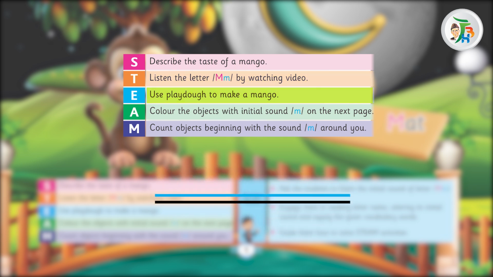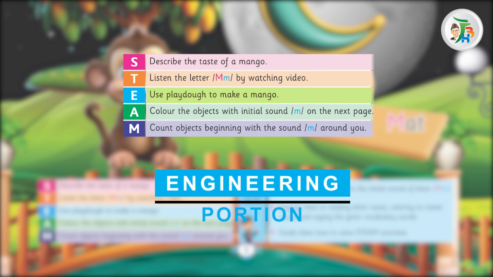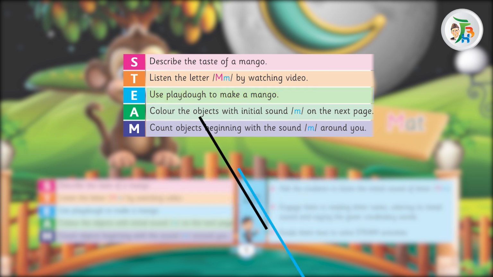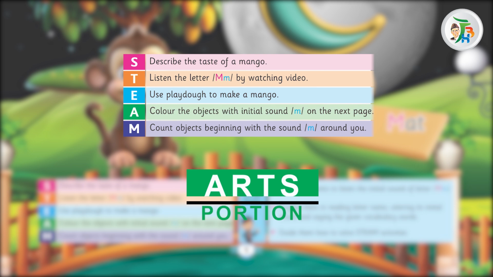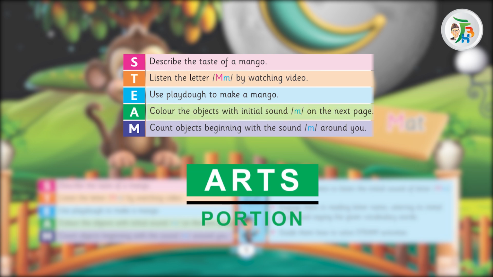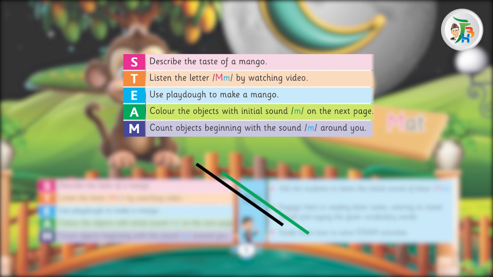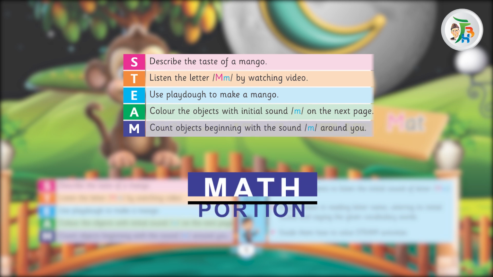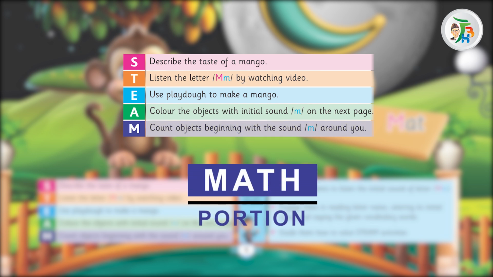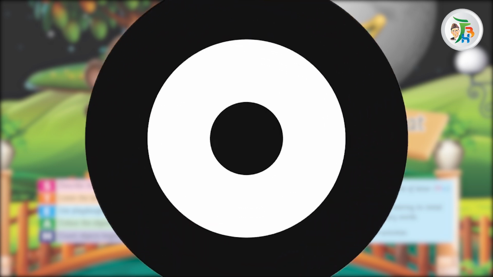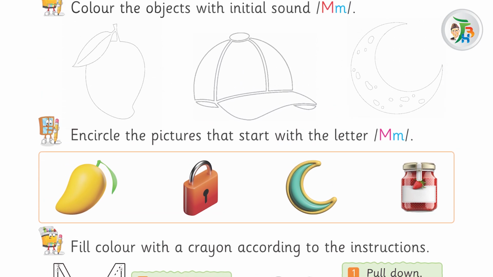For engineering portion, provide them a yellow Play-Doh and ask them to make a mango. For arts portion, guide them to color the object on the next page which starts with letter M. And for the math portion, guide them to count the objects near them which start with letter M. Students, move on to the next page.